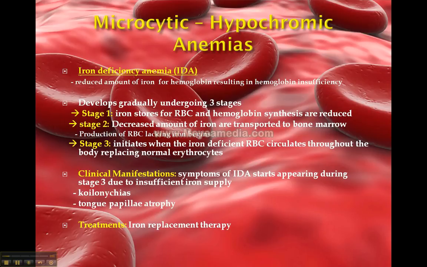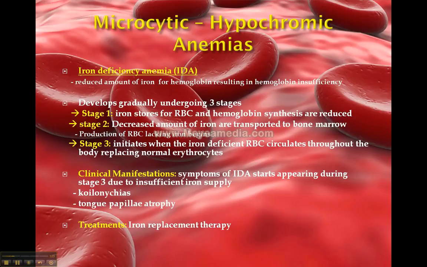The first stage is iron stores for red blood cells and hemoglobin synthesis are reduced. The second stage is decreased amount of iron that is transported to bone marrow. The production of red blood cells lacking iron begins at this stage. And the final stage initiates when the iron deficient red blood cells circulate throughout the body, replacing normal erythrocytes. Symptoms of IDA start appearing during stage 3 due to insufficient iron supply.